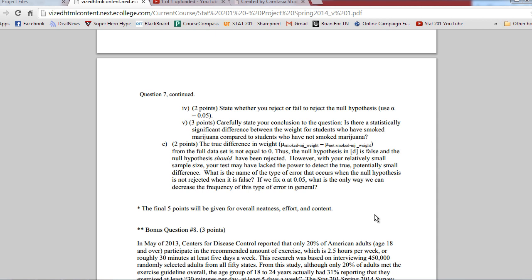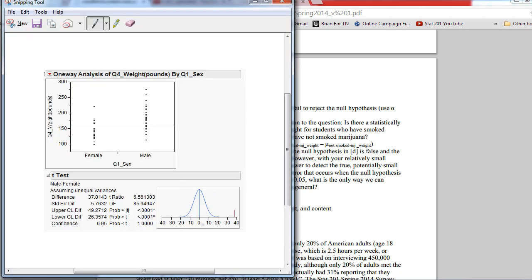With this in mind, if we fix alpha, what is the only way we can decrease the frequency of this type of error in general? There are three things that control power of a test. There is alpha, and when alpha goes up, the power of the test goes up. There is also effect size. Effect size is the difference between the truth and the null. And here there's a huge effect size. But you can't really control that because you can't control what the difference would be from our samples.